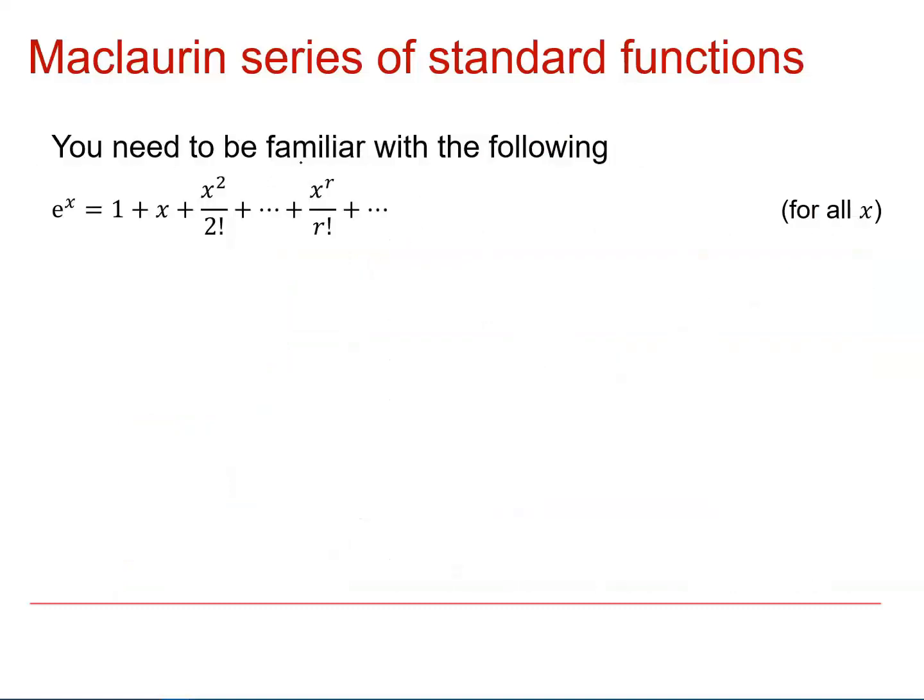You need to be familiar with the following. So e to the x has this series expansion. This is the Maclaurin series for it, and that's valid for all x. Notice the general term, x to the r over r factorial. And if you can remember the general term, generally you can construct the series for yourself.